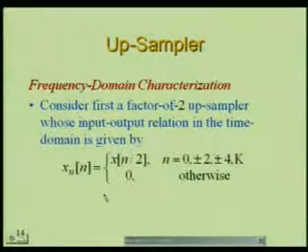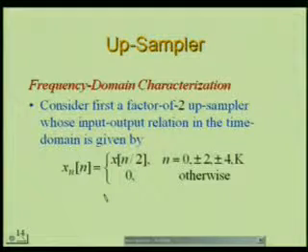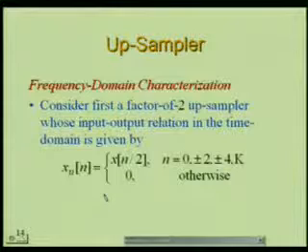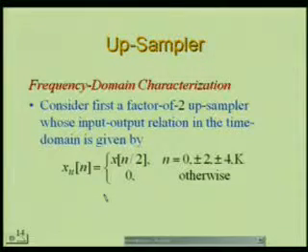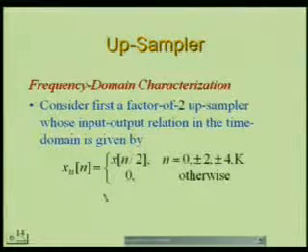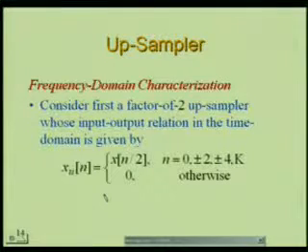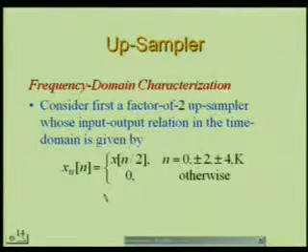Consider first a factor of 2 upsampler whose input output relation in the time domain is given by x_u[n] is equal to x[n divided by 2]. Earlier I have written n divided by capital L. Now, you replace that capital L by a factor 2. So, in time domain the explicit relation for the output sequence x_u[n] can be represented like this.